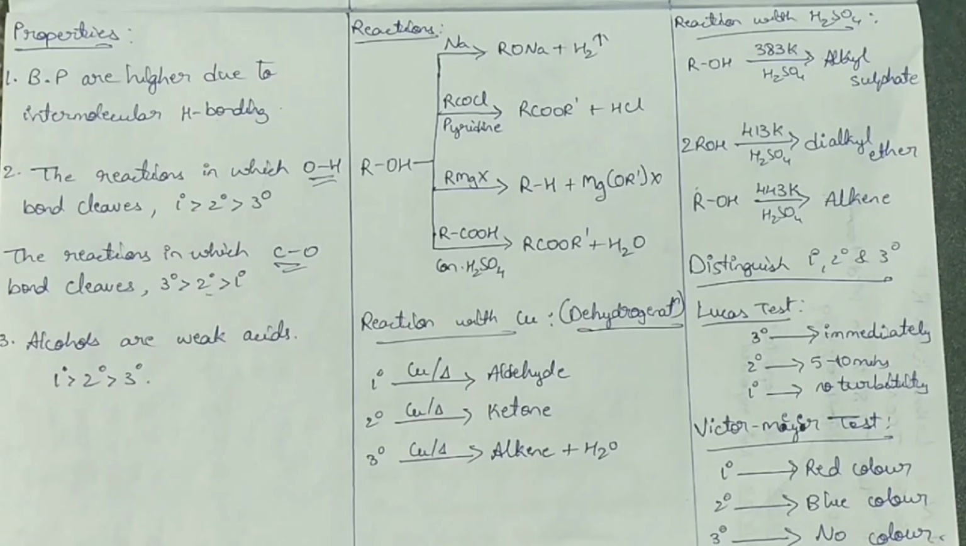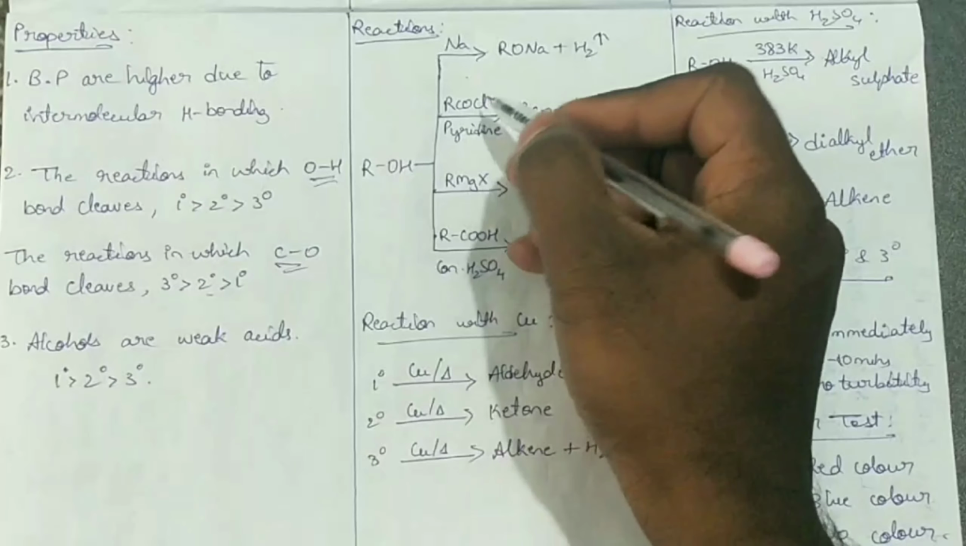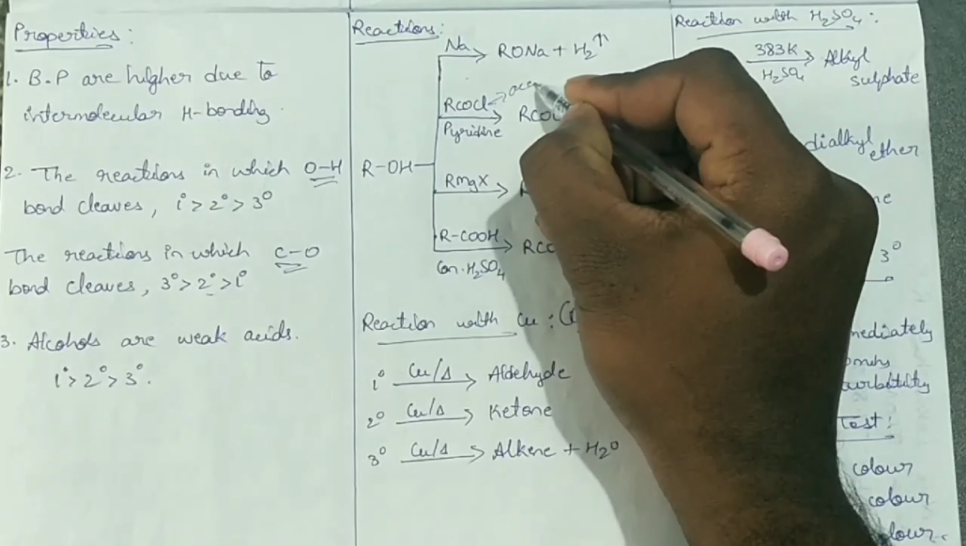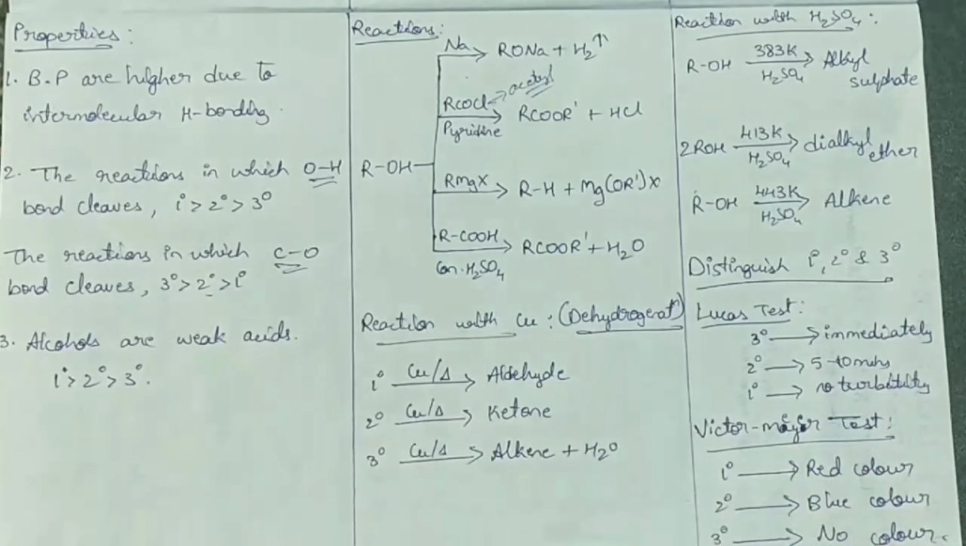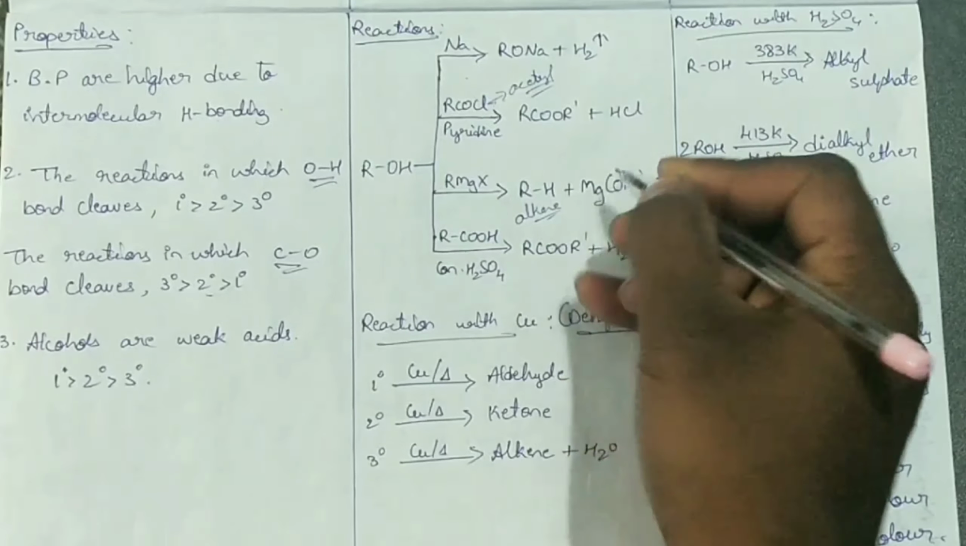Next we shall look into the reactions of alcohol with metals and other functional groups. When an alcohol is reacted with Na metal, it gives sodium alkoxide. Alcohol reacting with an acetyl group, in the presence of pyridine, gives an ester. Next, when an alcohol reacts with a Grignard reagent, RMgX, it gives an alkane, RH.